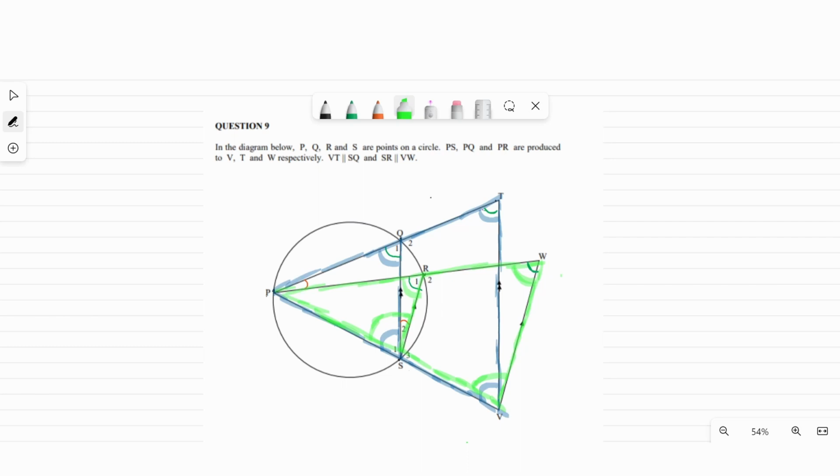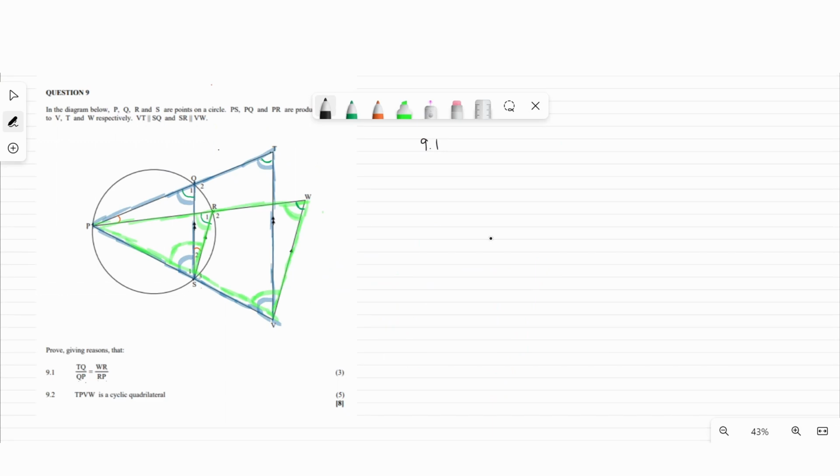So knowing that information, let's start to answer the questions. Now it says proving, giving reasons, that TQ, let's mark it, I'm going to mark it in black. They tell us the fact that TQ divided by QP is equal to VW, sorry, WR divided by RP. We need to prove that these two are equal.